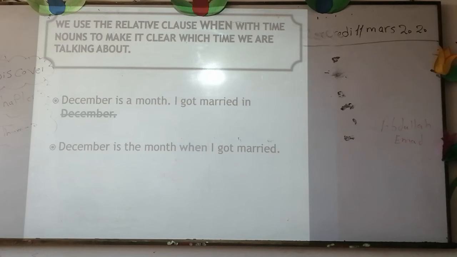Okay, so what we're going to do is write the first sentence and cross out the repeated word from the second sentence. And of course, we're going to write when in the middle. So December is the month when I got married. We're going to cross out December from the second sentence because it's repeated. Okay. So December is a month. I got married in December. So we cross out December and we write: December is the month when I got married.